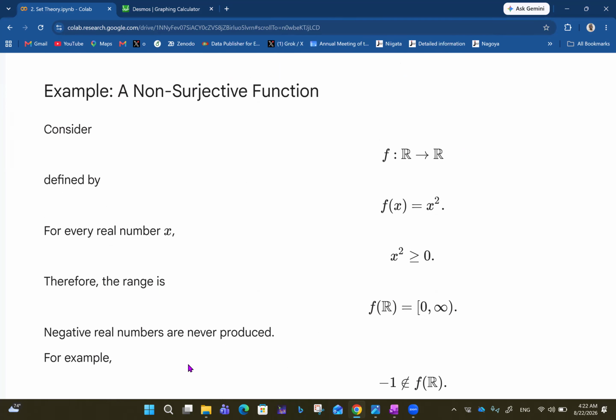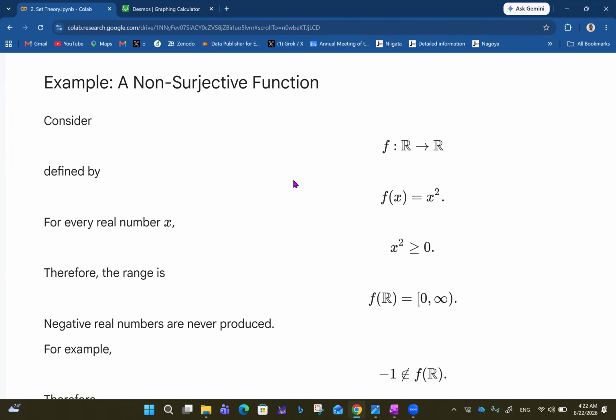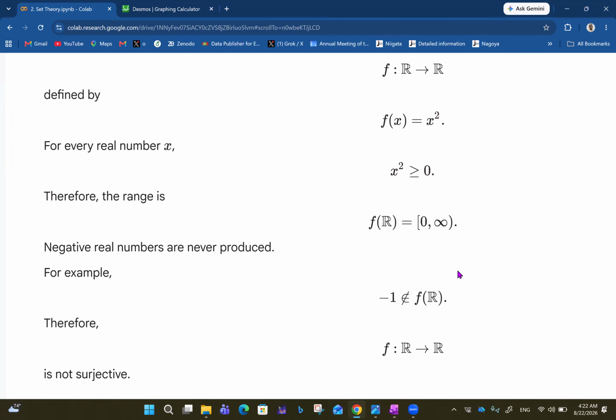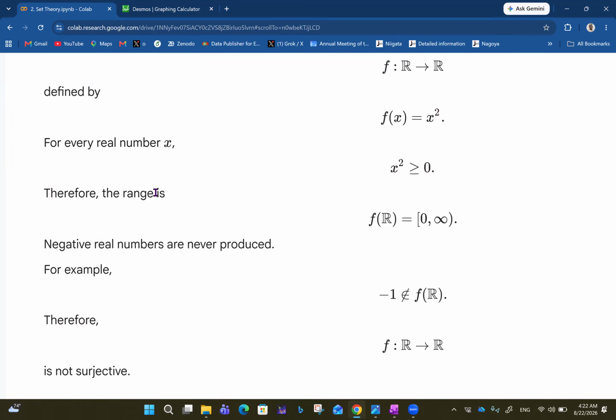Looking at a non-surjective function, x squared also comes in. Consider f mapping R to R defined by f of x equals x squared. For every real number, x squared is greater than or equal to 0. That's always true. Therefore, the range is from 0 to infinity. So there's no negative value. Negative real numbers are never produced once you square any real number. For example, minus 1 is not in f of R. Therefore, f which maps R to R is not surjective.